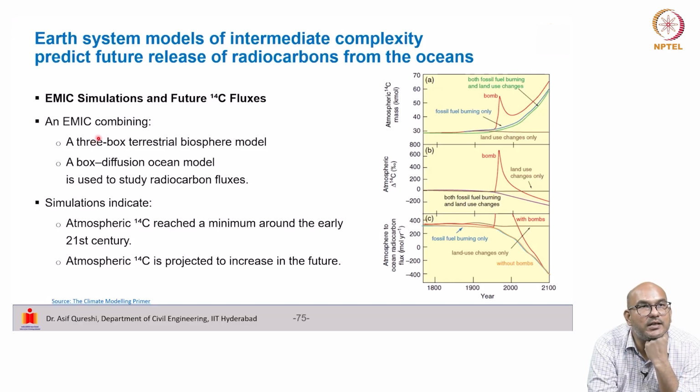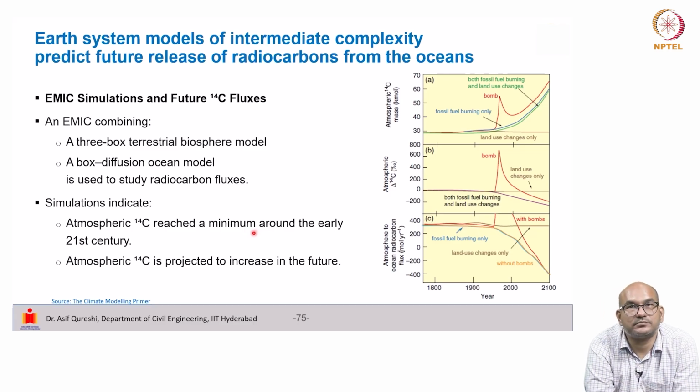Now, when we combine an EMIC with a 3-box terrestrial biosphere model and a box diffusion ocean model to study the radiocarbon fluxes, what we see is that atmospheric 14C reached a minimum around the early 21st century. And atmospheric 14C is projected to increase in the future. So, if we have the years 1898, 2000, 2100, we have the atmospheric 14C mass, and we see fossil fuel burning, both fossil fuel burning and land use change, and if there was an explosion.